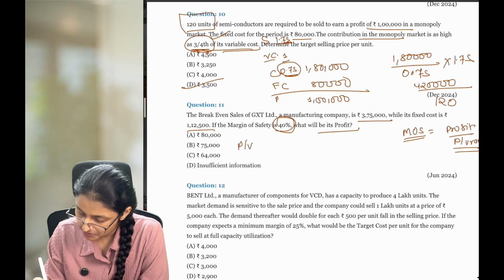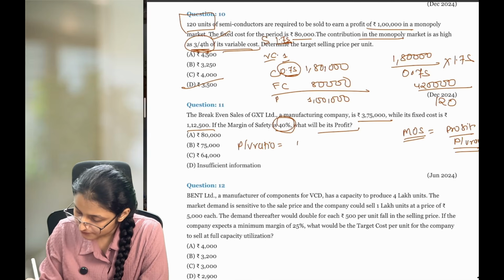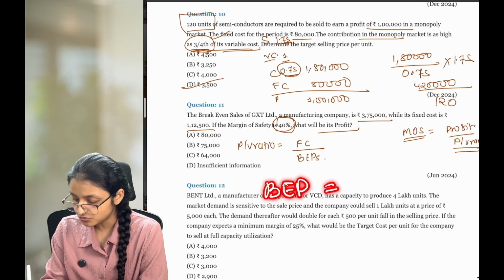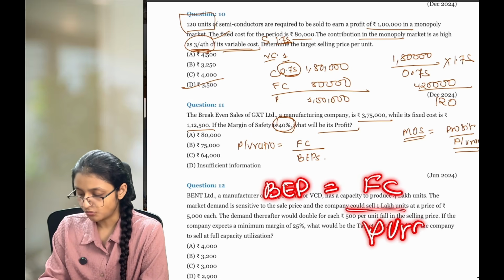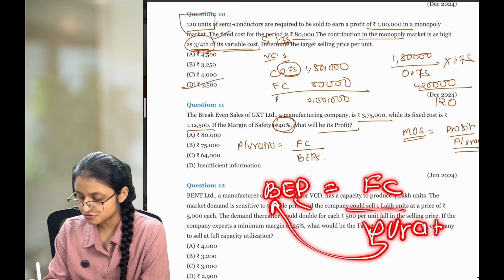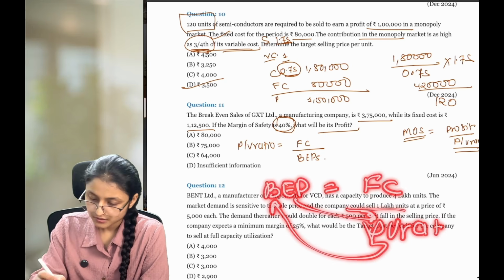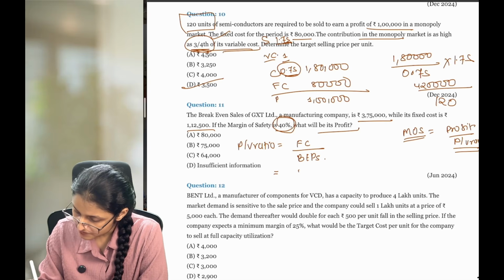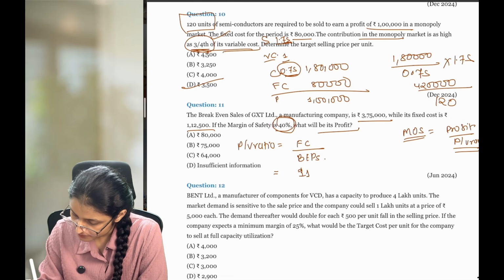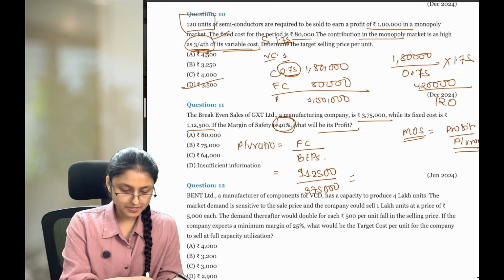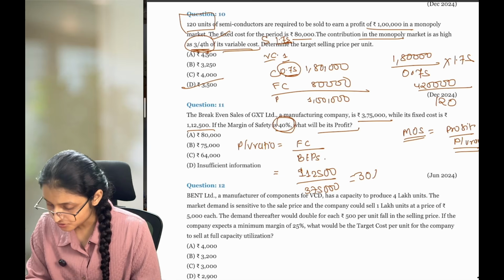So for calculating PV ratio, we already know that fixed cost upon break-even point sales will give you PV ratio. Because break-even point sales is equal to fixed cost upon PV ratio. So what I have done is, I have taken this PV ratio here and break-even point here. We can do that by cross multiplication. So with this, we are getting our PV ratio as fixed cost is 1,12,500 divided by BP sales is 3,75,000. 1,12,500 divided by 3,75,000 is 30% is your PV ratio.